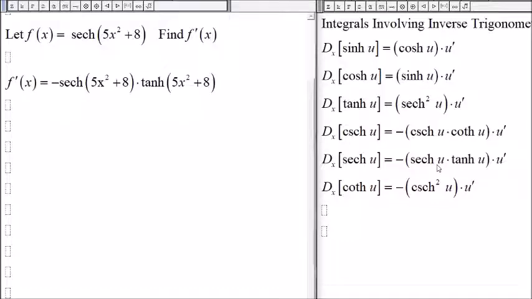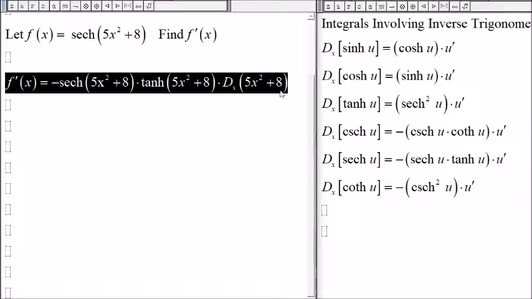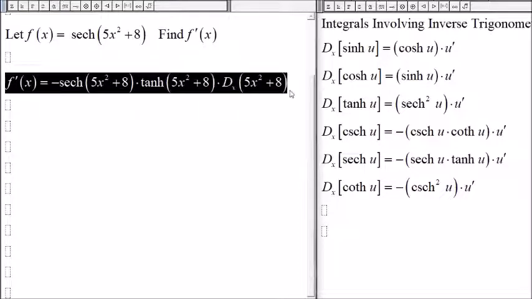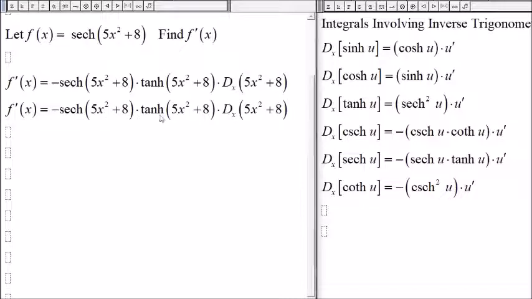And then for the chain rule, we have to multiply by the derivative of the 5x squared plus 8. The derivative of 5x squared plus 8 is just 10x. And this is the answer.